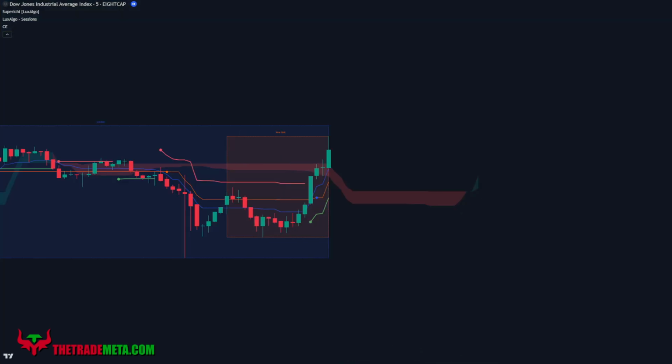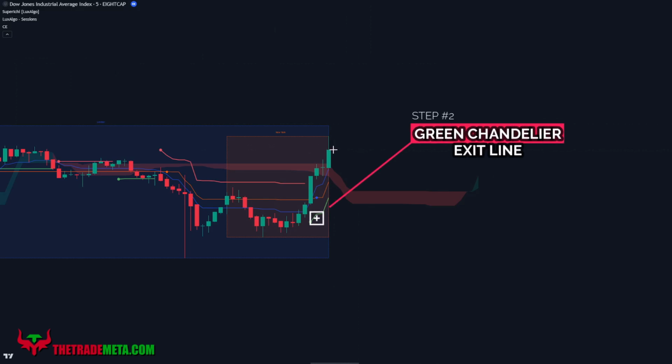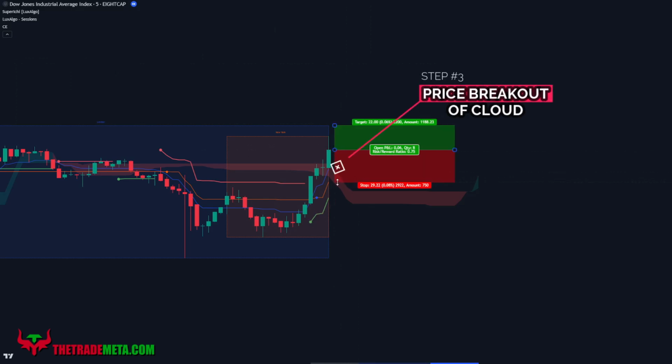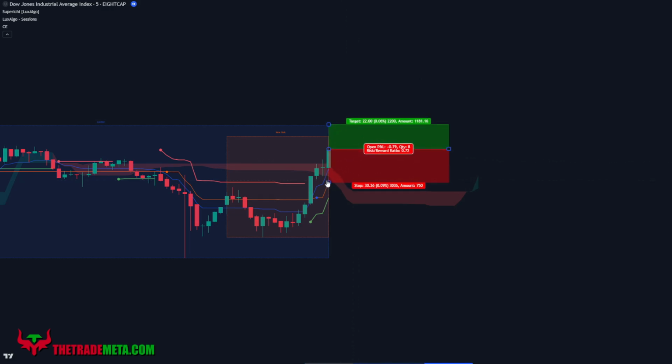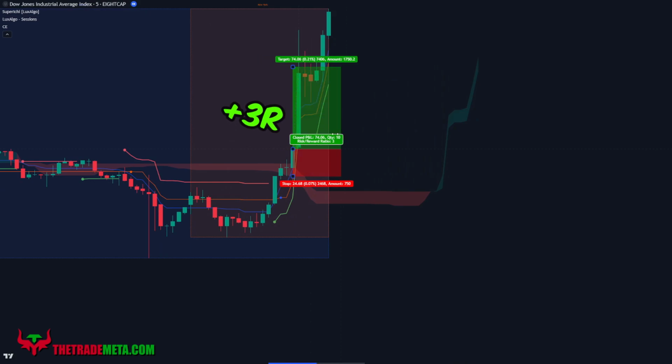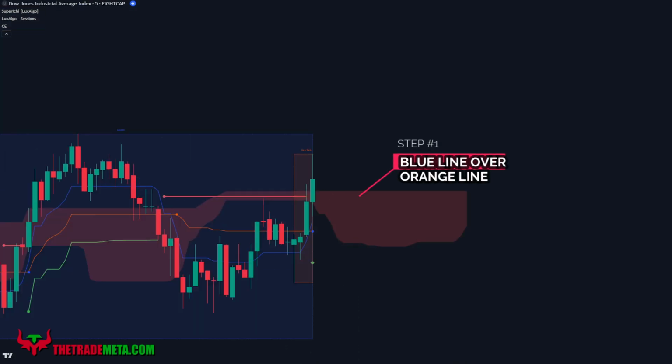Here's another setup. The blue line is above the orange line, the chandelier exit line is green, and we also have price breaking out of the cloud. We enter our trade at the candle close and shoot for a 1-to-3 risk-reward ratio trade. Here's a few more examples.